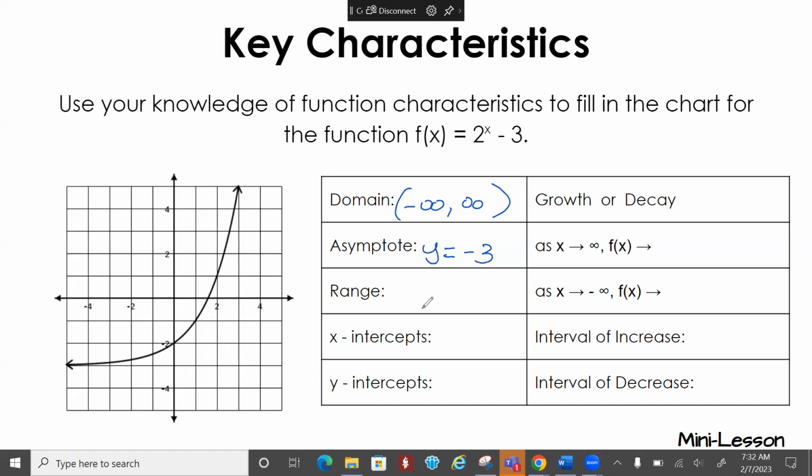Okay. Range. What's our lowest y value? It gets really, really close to -3, right? And then how far up does it go? Positive infinity. What's my x-intercept? Where does it cross the x-axis, roughly? 1.5. And you always want to put this as a point, or you can put it as a list. That's fine too. What's my y-intercept? -2, right? Again, you can put this as a point, or you can put it as a list.